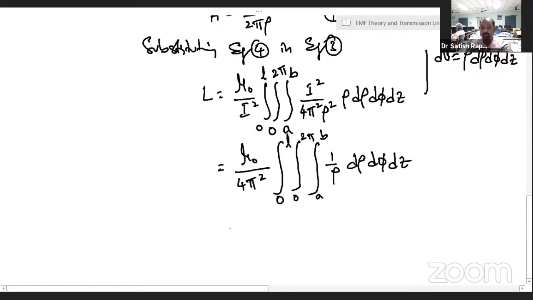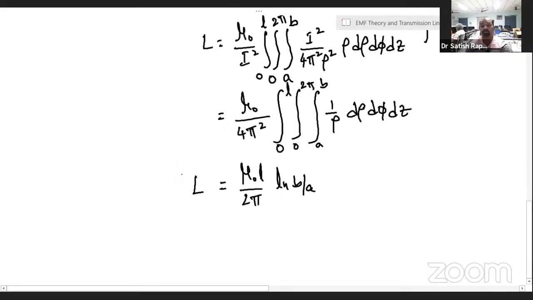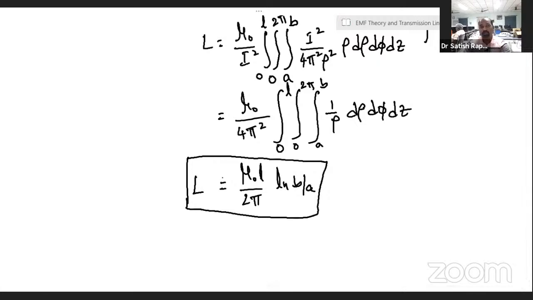So substituting all those values, finally you will get L, which gives mu naught L by 2 pi ln b by a. This is the final expression. So L is equal to mu naught L by 2 pi log b by a. This is the final expression for the inductance of a coaxial cable.